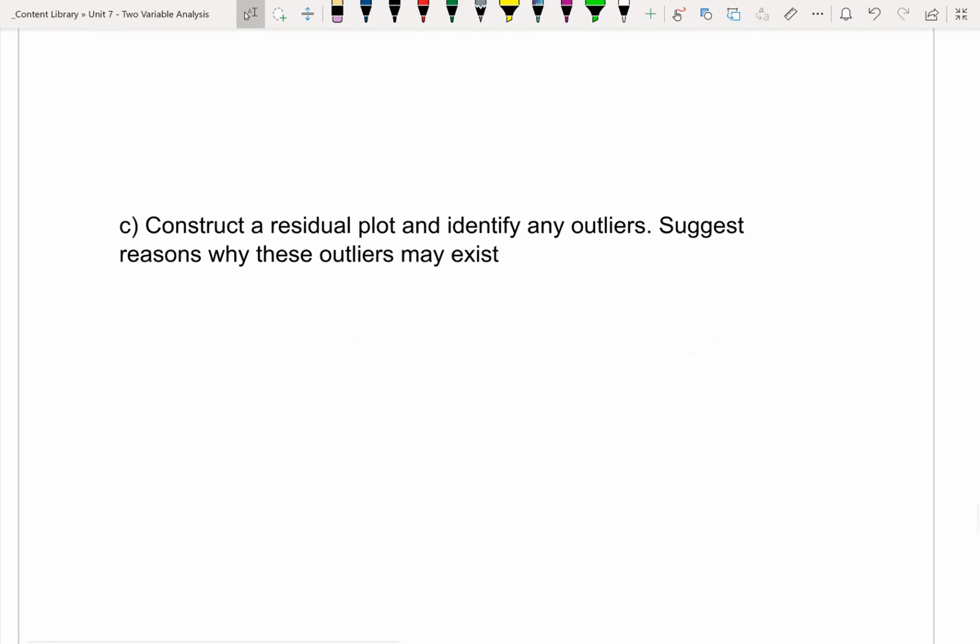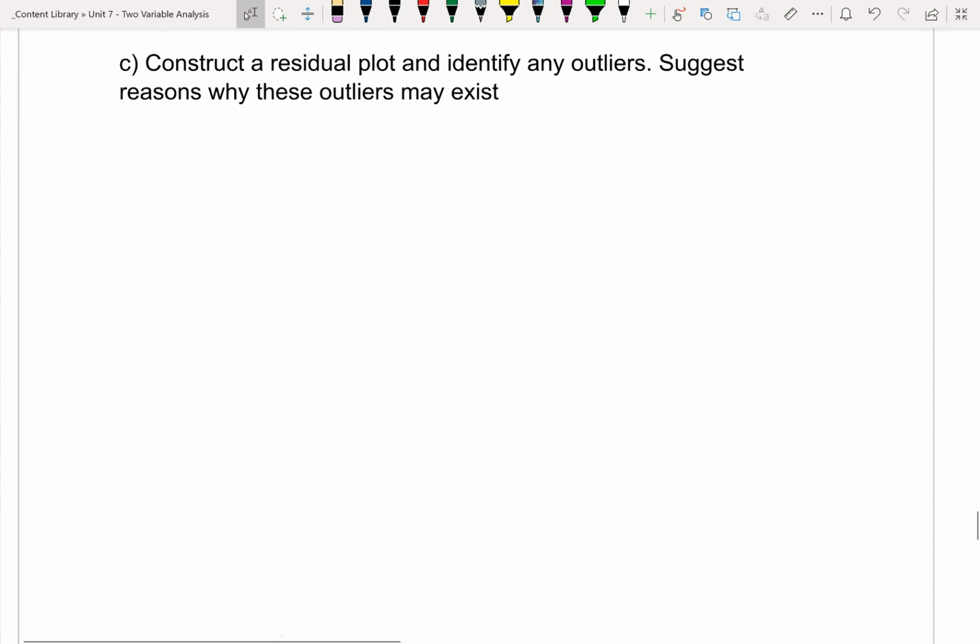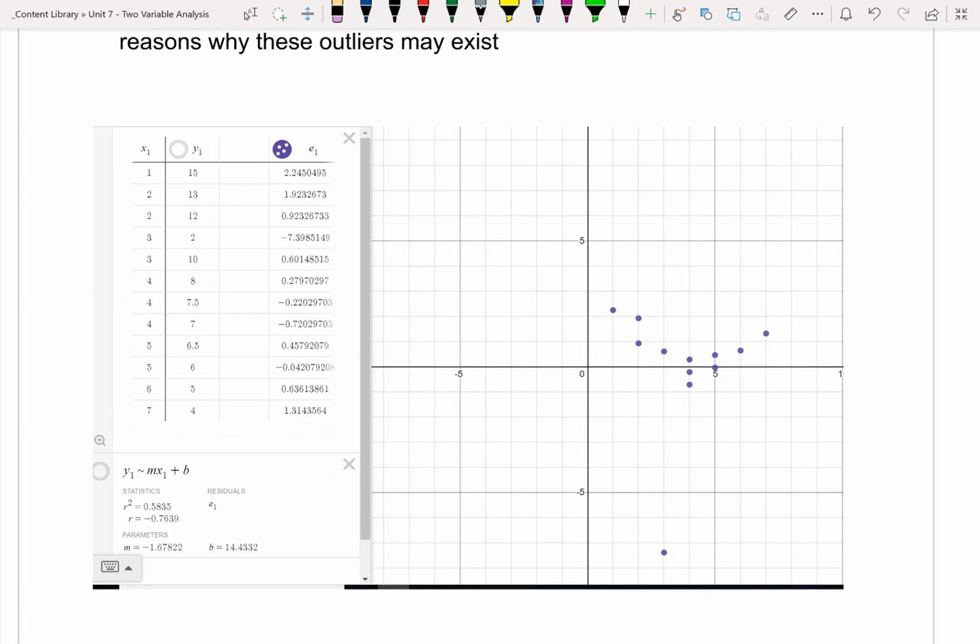The next thing we want to do is construct a residual plot and identify any outliers, and suggest reasons why these outliers may exist. So if we construct a residual plot by going to the same thing, clicking on the residuals or plot button that you would see down here, we've already clicked on it so it doesn't come up again. We see the residuals plotted. We've unhighlighted the Y1 and the linear regression, just so we don't see those, so we only have our residuals. And we should see that we do have an outlier down here that we could have picked up as well from looking at our scatter plot, but we can definitely see it with our residuals, and this is our only outlier.